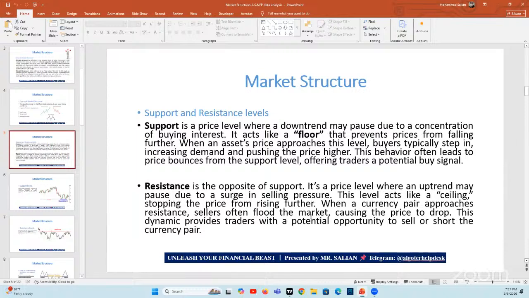This level acts like a ceiling. Okay, ceiling, stopping the price from rising further. So price cannot go up and it will go sideways for a while, and then suddenly the impulse move to the downside, causing the price to drop. This dynamic provides traders with a potential opportunity to sell or short the currency pair. That's it. Support and resistance.